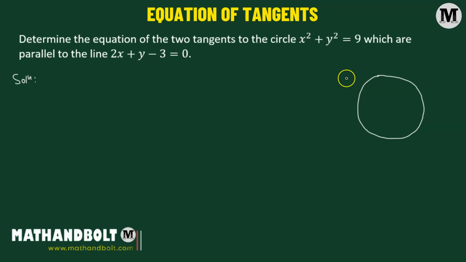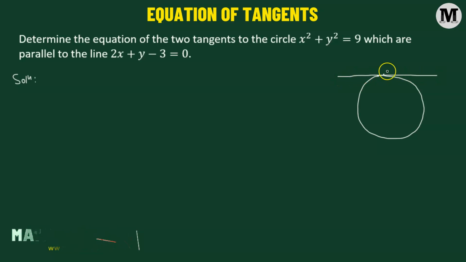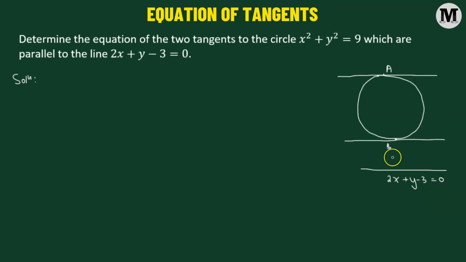We have two lines that are tangent to the circle. So let's say this is the tangent. This is the line tangent to the circle at point A, and we have another line which is tangent to the circle at point B, and both of the two tangents are parallel to a third line having the equation 2x plus y minus 3 equals 0. So we need to determine the equation of the two tangents.